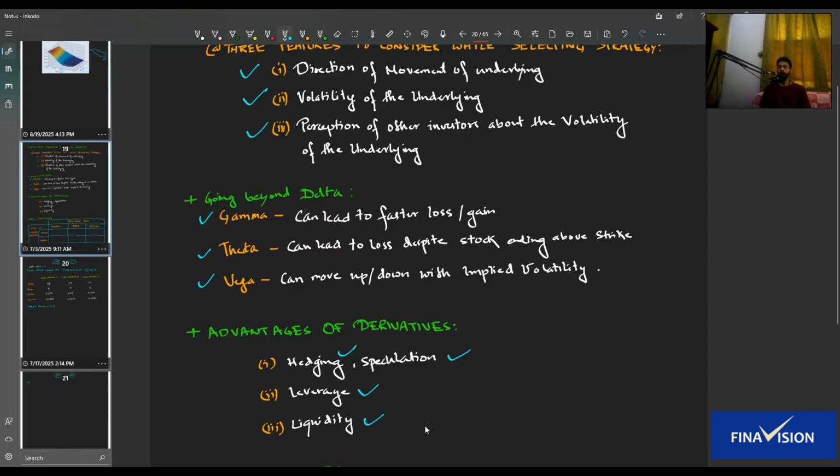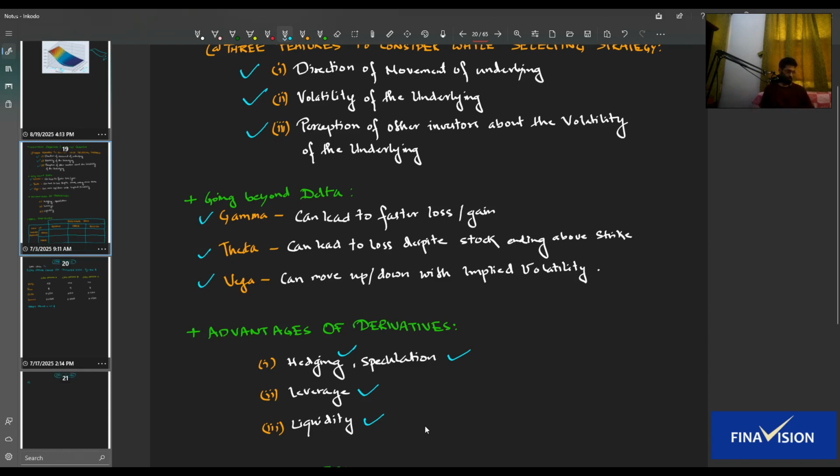Liquidity. Underlyings can be less liquid than the derivatives, which can actually benefit the derivatives in terms of liquidity, right? The same directional movements or the same volatilities can be taken advantage of with a higher degree of liquidity than the underlying, right? So these are a few advantages of derivatives.